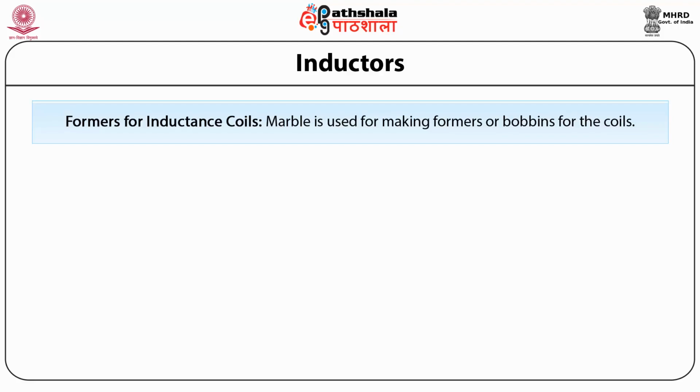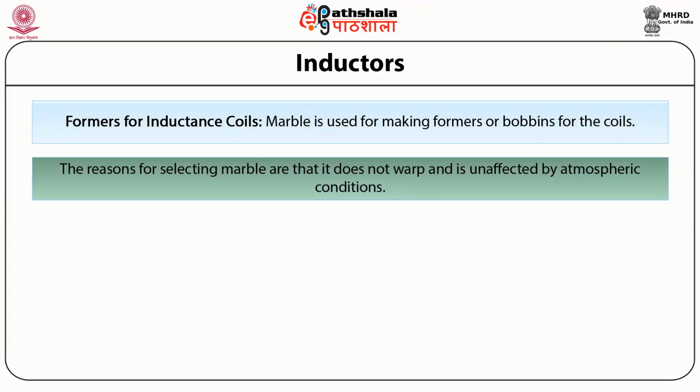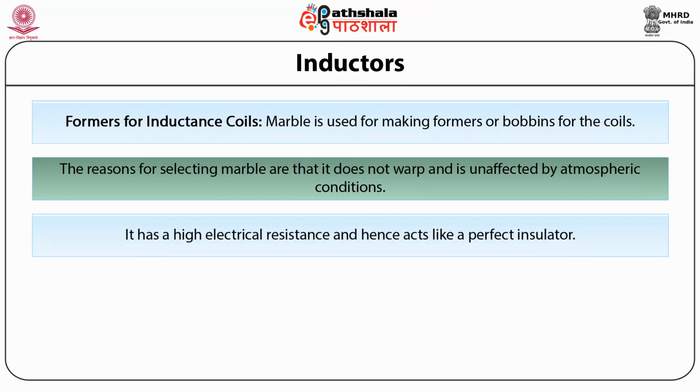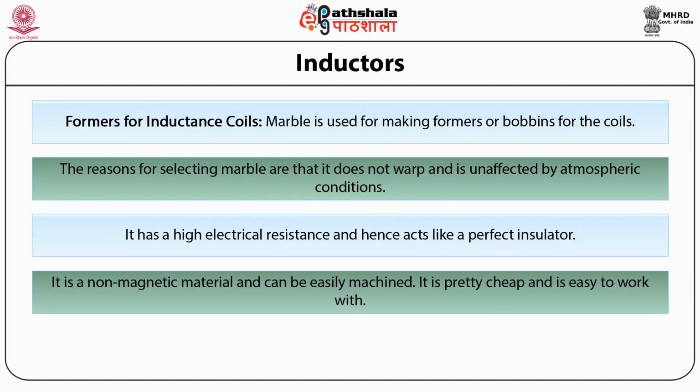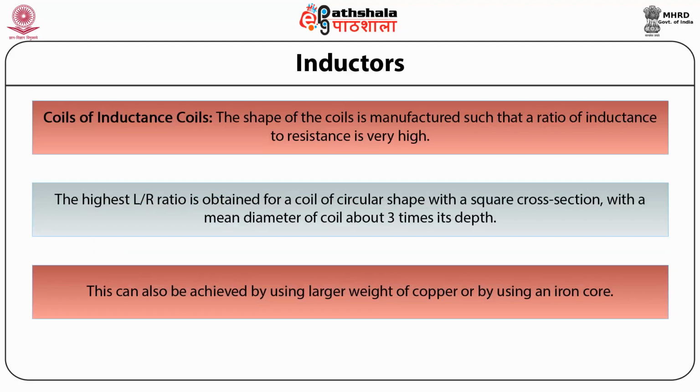Marble is used for making formers or bobbins for the coils. The reasons for selecting marble are that it does not warp and is unaffected by atmospheric conditions. It has a high electrical resistance and hence acts like a perfect insulator. It is a non-magnetic material and can be easily machined. It is pretty cheap and easy to work with.